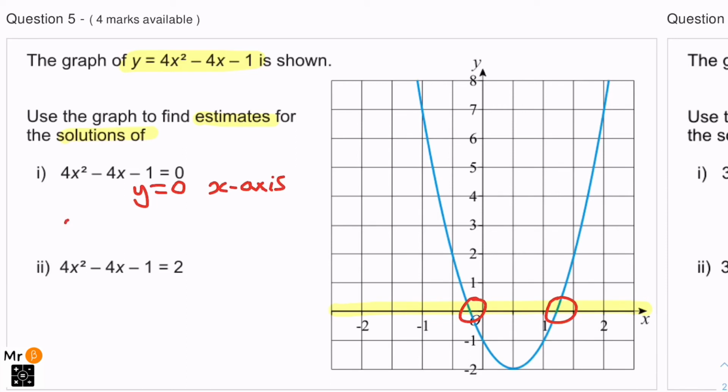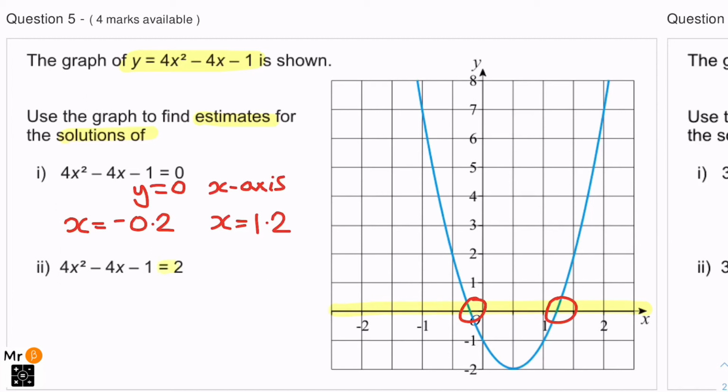You can see from your graph that that is roughly x is equal to negative 0.2. Just be careful on the scale. Each box is worth 0.5. And our second solution, x is equal to 1.2.